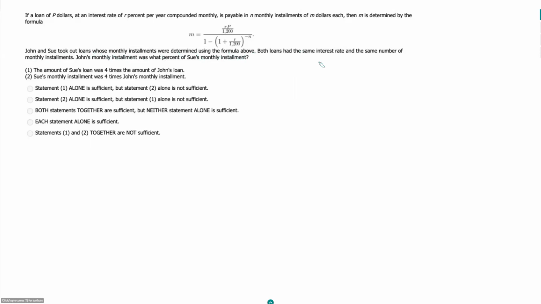Both loans had the same interest rate and the same number of monthly installments. John's monthly installment was what percent of Sue's monthly installment? So don't let this whole formula intimidate you, because it really contains a whole bunch of garbage which you can ignore. So think of it this way.